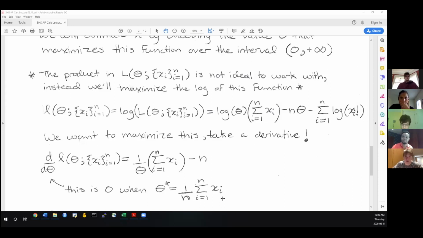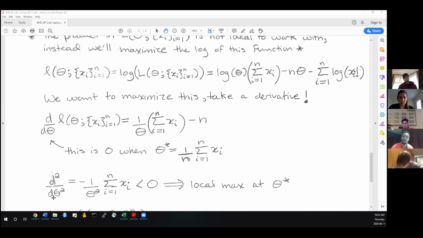You have to check values before and after for if it's increasing and decreasing? Yeah, you could do that. You could definitely try plugging in values nearby theta star and seeing what the value of the function was. But there's also a way to do this by looking at the second derivative. Is this something that you've done in AP Calc, using the second derivative to check whether something is a max or min? Yeah, awesome. So you can do the same thing here.